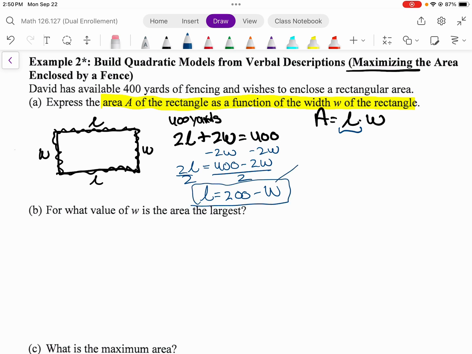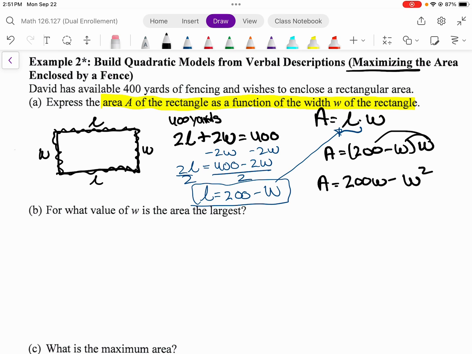Well, I'm going to use that, and I'm going to plug it in for L so I can have everything in terms of W. Now this is going to be A is equal to 200 minus W times W. And I can simplify this by using the distributive property. So eventually my model is 200W minus W squared. And there's my model. So that's the model that is going to give me an area.